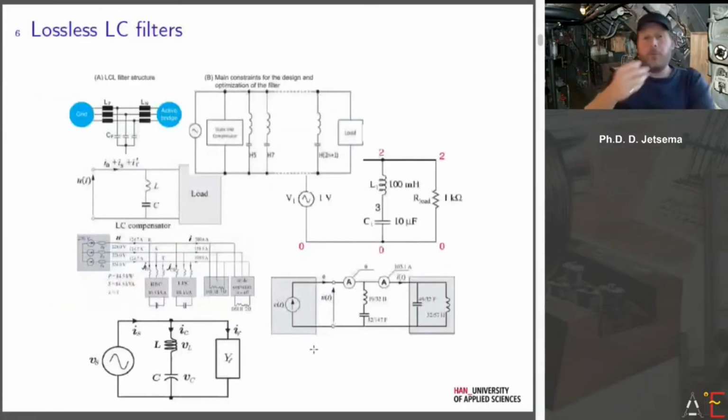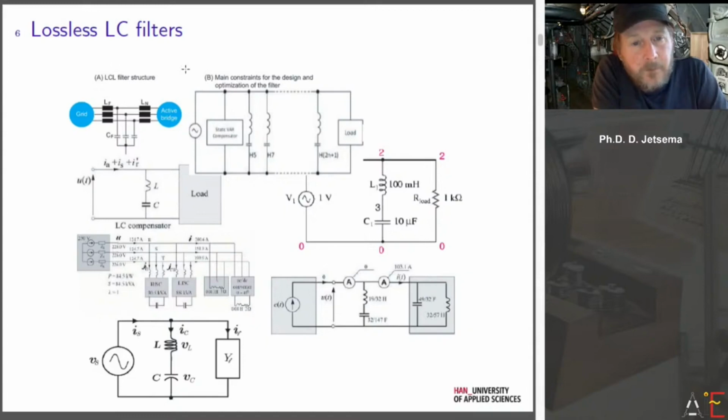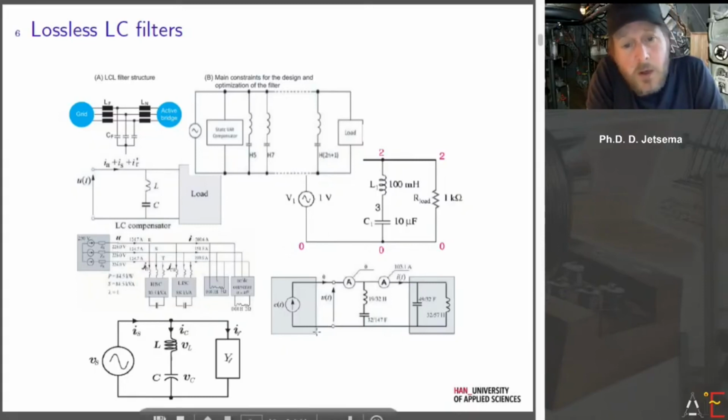Example number two is concerned with lossless LC filters, and you see them appearing a lot in papers about power factor improvement under non-sinusoidal conditions. Here I just picked a few of these pictures from papers, and perhaps you recognize that this is from Czarnecki's work, this as well, and this one.